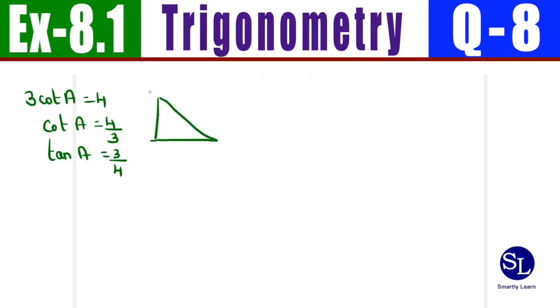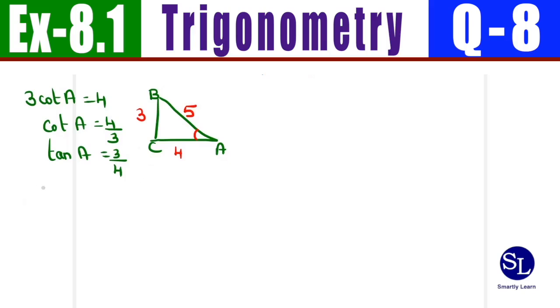So let's draw this. This I'm marking as B, this as A, and this as C. So tan A means opposite by adjacent. So this is 3 and this side is 4. That means the hypotenuse, according to trigonometric ratio, 3 square plus 4 square will be AB square, which is 5 square. So AB is equal to 5.